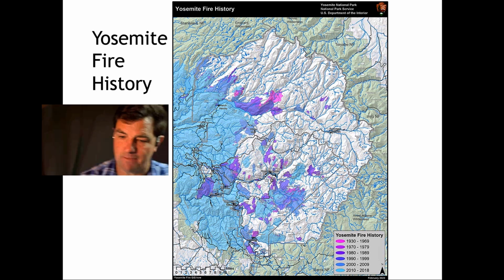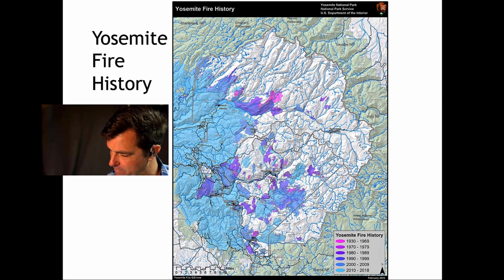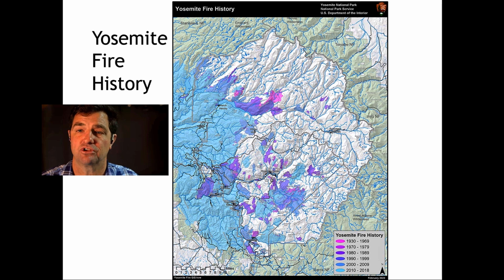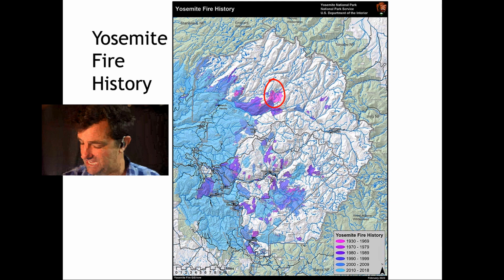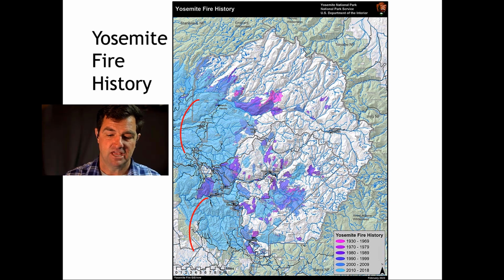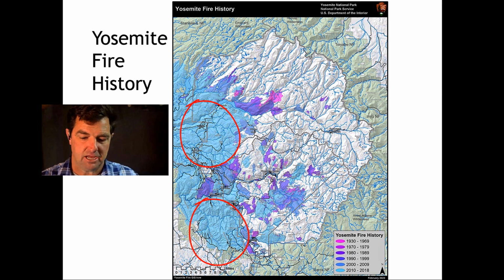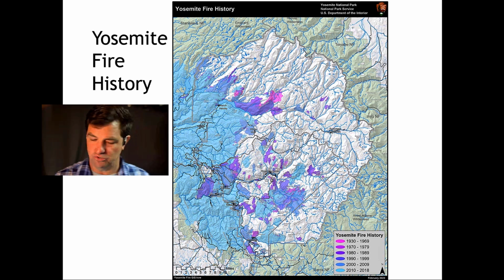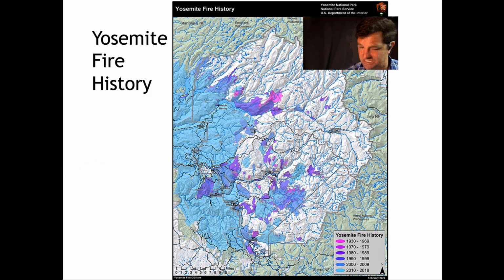And this is a map that shows the fire history of Yosemite. And note the bright pink right here. And notice the little areas indicated bright pink that were burned between 1930 and 1969. And compare those with the areas burned between 2010 and 2018, which is the area sort of the turquoise color in blue. And so you see this huge increase in the area burned by wildfires between 2010 and 2018 compared to 1930 and 1969.